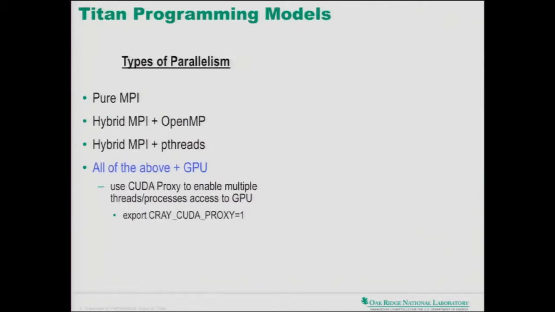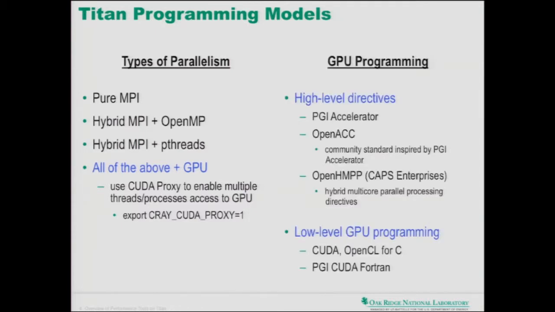On Titan, we have lots of different programming models. In addition to four compilers, GNU, Intel, PGI, and Cray, we support pure MPI, hybrid MPI plus OpenMP, hybrid MPI plus pthreads, and all of the above plus the GPUs. This means all of our tools have to support all of these things, so they have to be fairly well featured. On the GPU side, we also support high-level directives such as OpenACC or OpenHMPP, a CAPS Enterprise thing that gives you codelets, and low-level GPU programming in CUDA, OpenCL, and PGI Fortran.